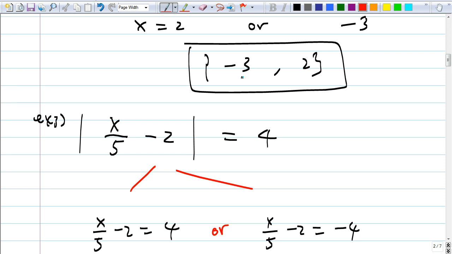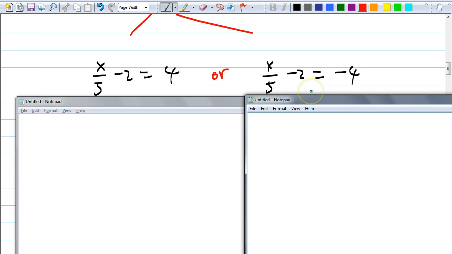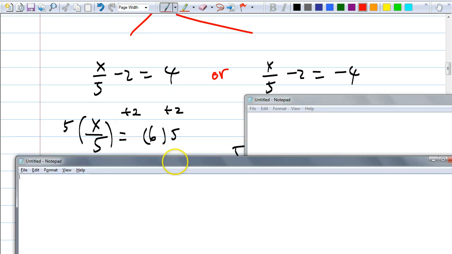Everybody go ahead and finish this up. See what you get. So when I add 2 to both sides on the first equation and then multiply both sides by 5, who's got the answer for the first one? How about Christine? X equals 30. Good.